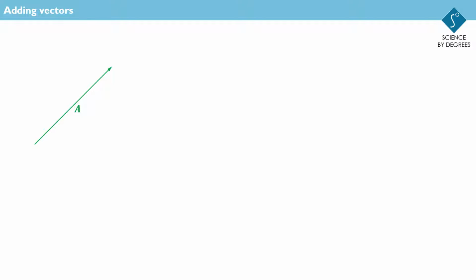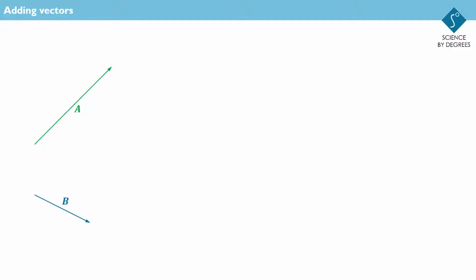Here are two vectors A and B. We'll assume they are vectors of the same type, say both forces or both displacements, for example. They act in different directions. You can see that vector A has approximately twice the magnitude of B. Remember, the magnitude of a vector is denoted by the length of its arrow.